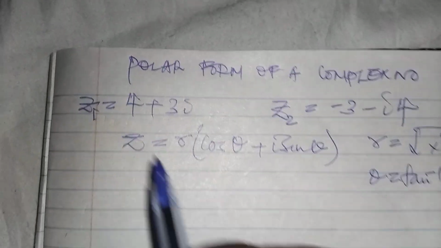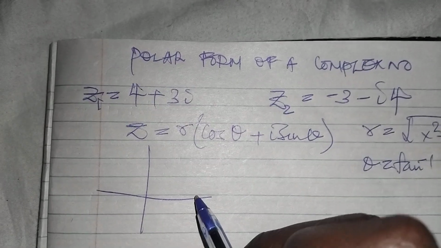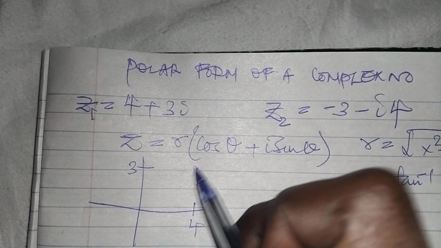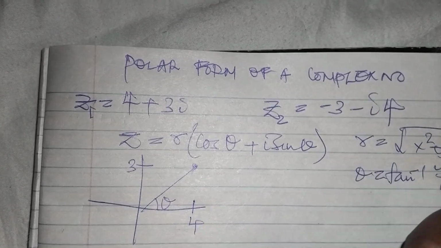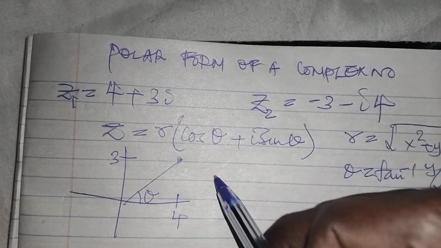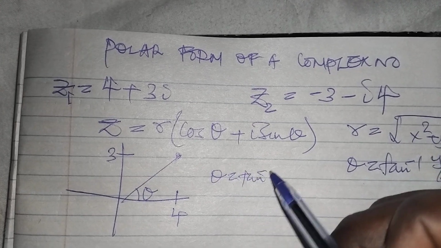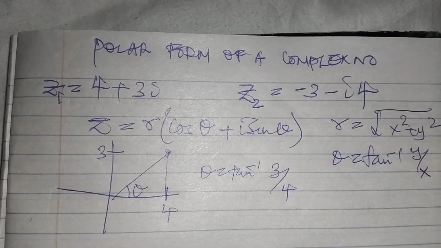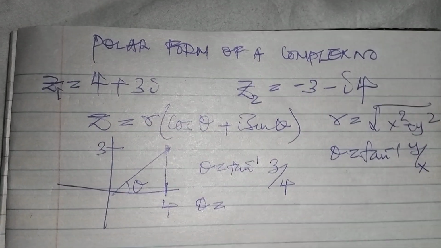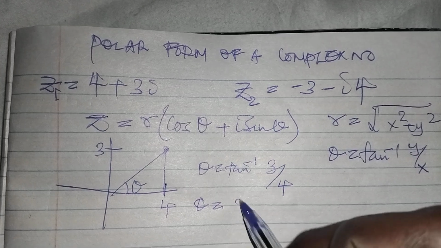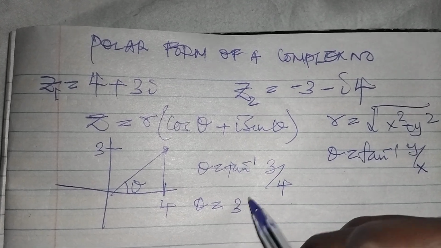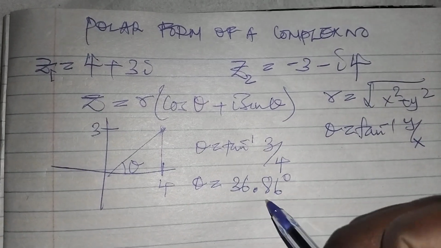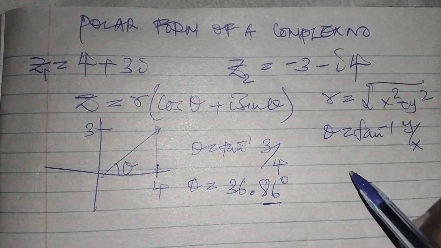So starting with the first example, you can just sketch. The real part is 4, the imaginary part is 3. If you have this vector, then the angle is theta. To get theta, you take the tan inverse of opposite over adjacent, which is 3 over 4. So theta is 36.86 degrees.